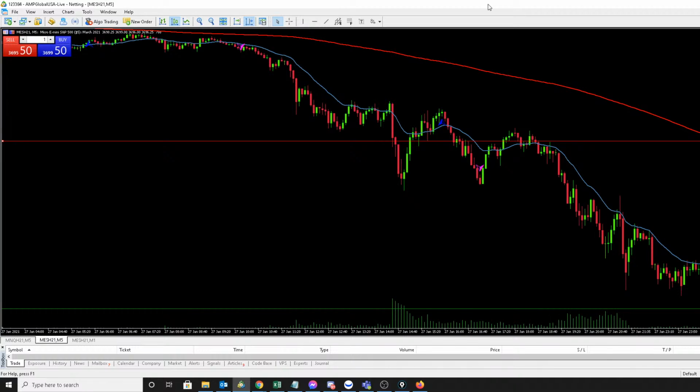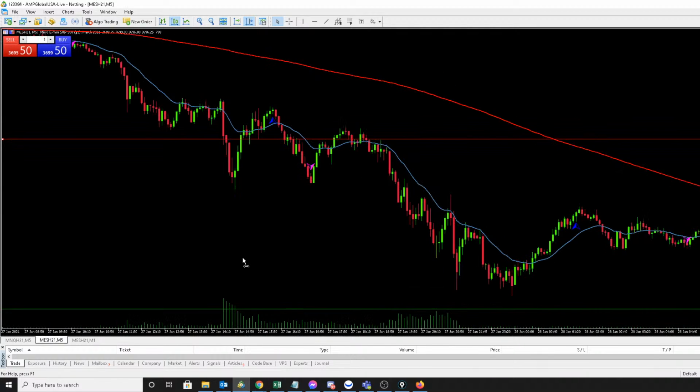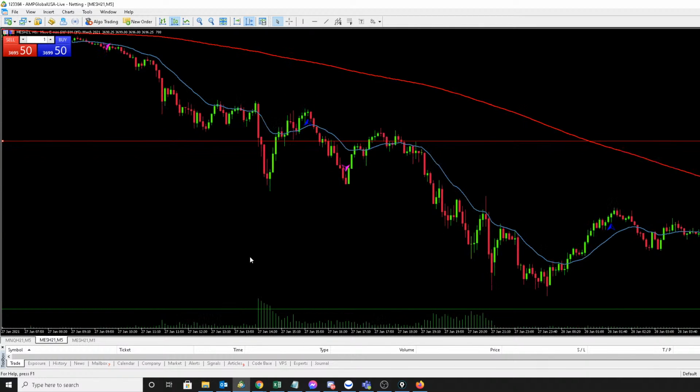But yeah, so pretty much, like I said, it's support, resistance, and trend, and how I identify the trend is with the 200 period moving average and the 20 period moving average for the futures market.